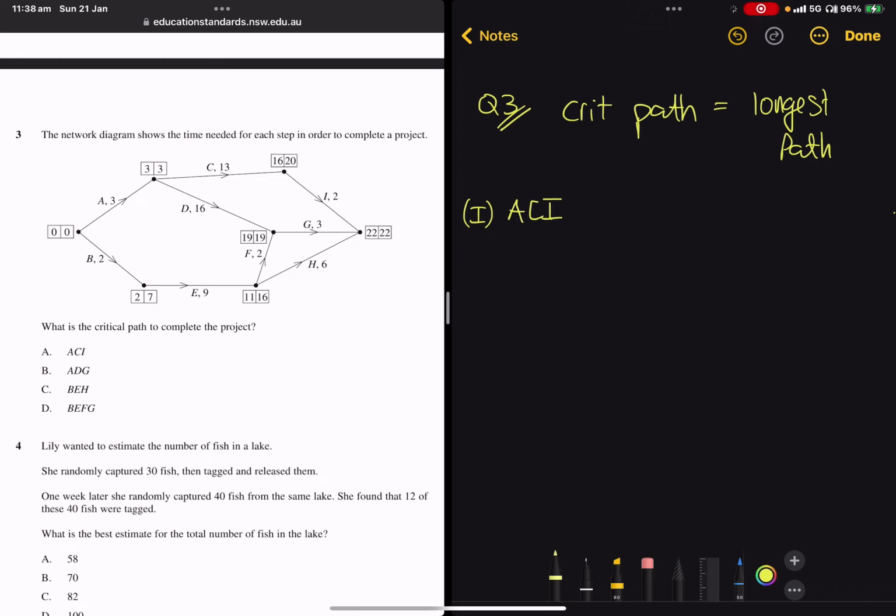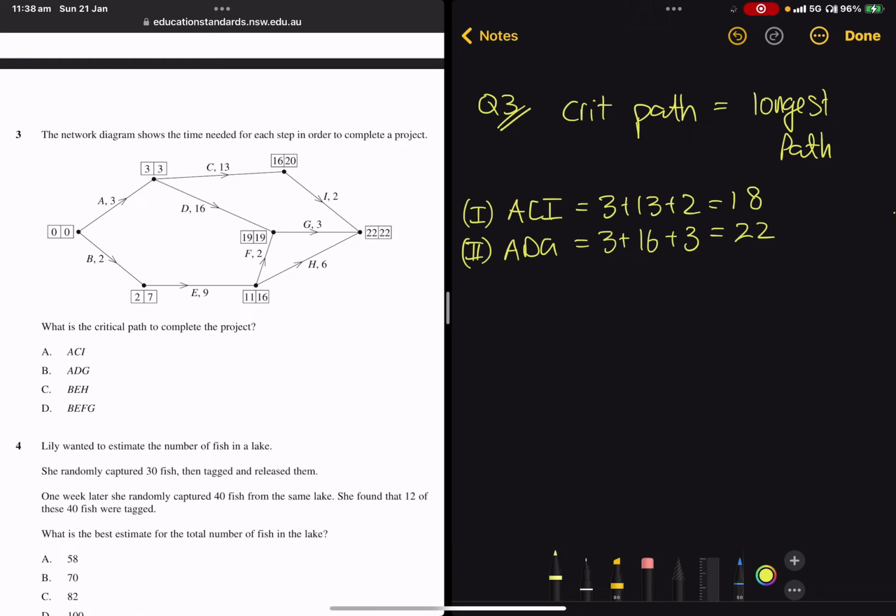This takes us along path A, then path C, then path I. So this is 3 plus 13 plus 2. So this is 18. Yep. And then we have path 2. This is ADG. This takes us along path 3, then 16, then 3. This will be 3 plus 3 is 6 plus 16 is 22.